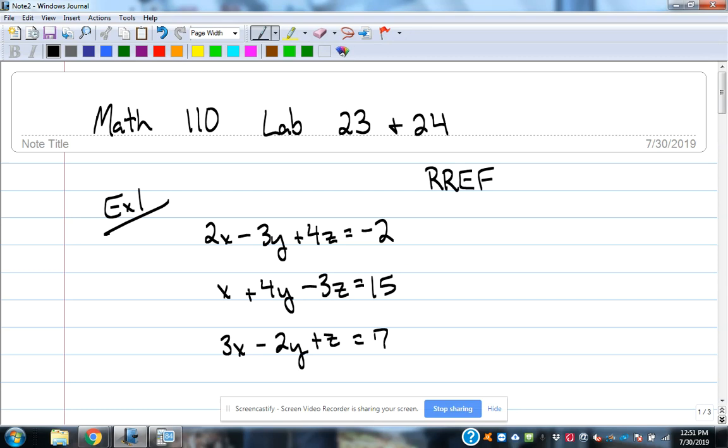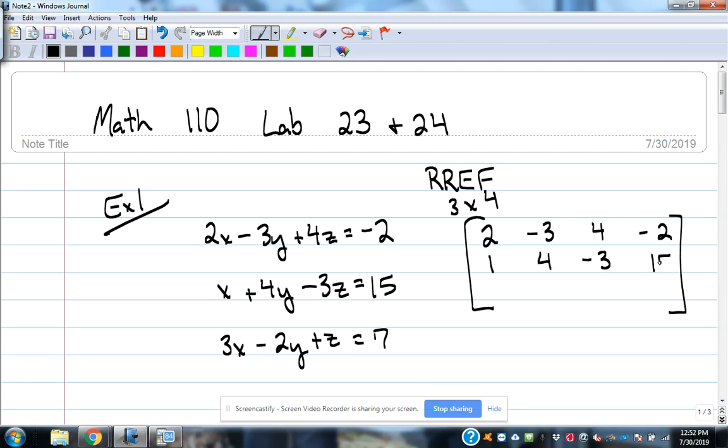So what we're going to do is set up the matrix that we will need to enter in our calculator. Since we're dealing with a three variable system, we have 3 equations. So that's 3 rows, and then there are 4 columns. So it's a 3 by 4. The first column is x's, the second column y's, the third column is z's, and the fourth column is what the equations are equal to. So when you set up your matrix, you're going to have 2, -3, 4, -2. That'll be your first row. The second row, coefficient of x is 1, coefficient of y is 4, of z is -3, and 15 is what the equation is equal to. And then we have 3, -2, 1, and 7.